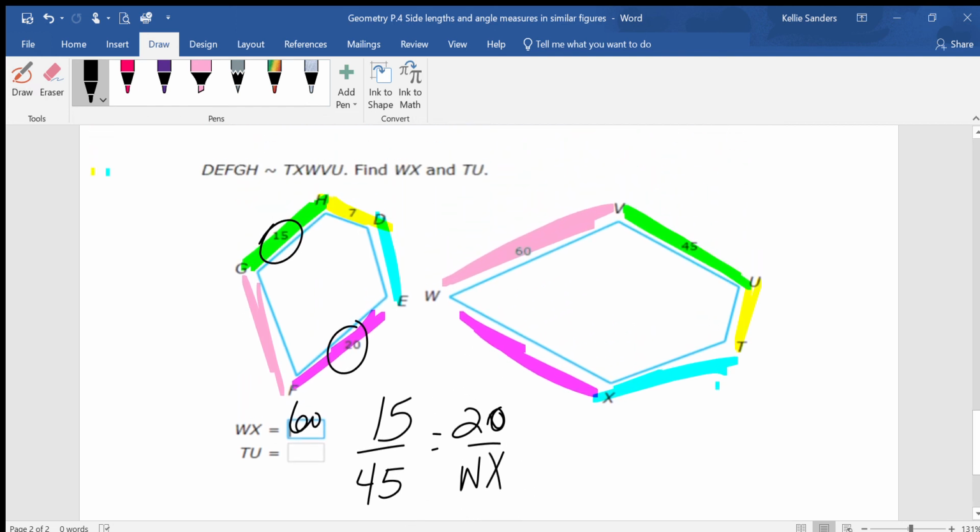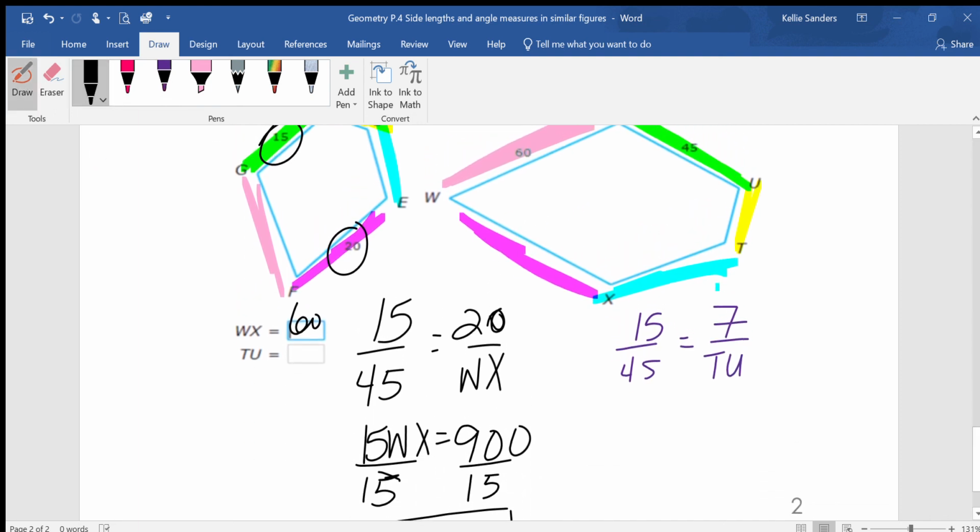Then we're going to go back and look at this again. I'm still going to use the two greens because I know both of them, and TU is the yellow. So if TU is the yellow, then I'm going to use the 7 in the other one because it is the yellow. So again, I'm going to do 15 and 7. What's going to go under 15? 45. 7 is going to be TU. Cross multiply. 21.